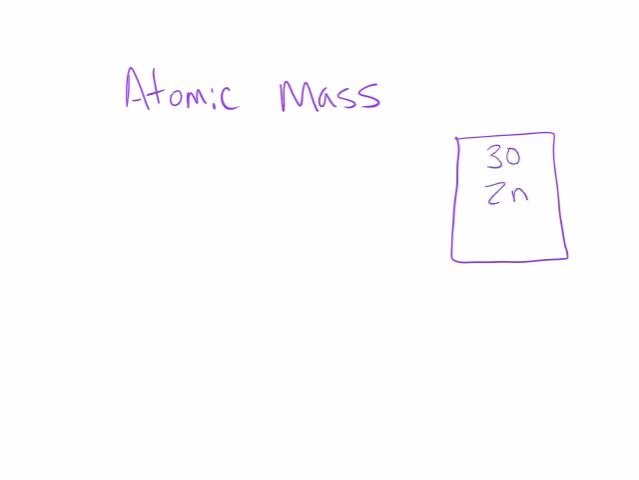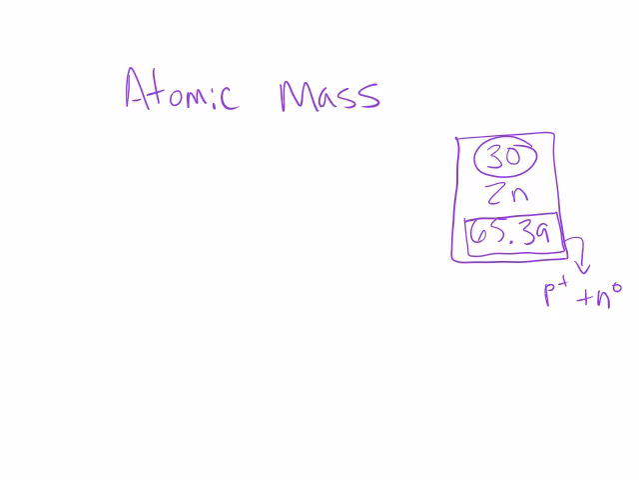Let's take zinc, for example. We know that the top number given for us here is the atomic number, and it tells us the number of protons, whereas the bottom number is the atomic mass, and it tells us the protons plus the neutrons. It's just a little review from what you may already know.